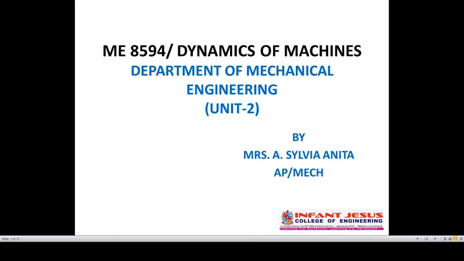Today we are going to start the second unit in dynamics of machines. Here we are going to see the balancing of rotating masses and reciprocating masses.